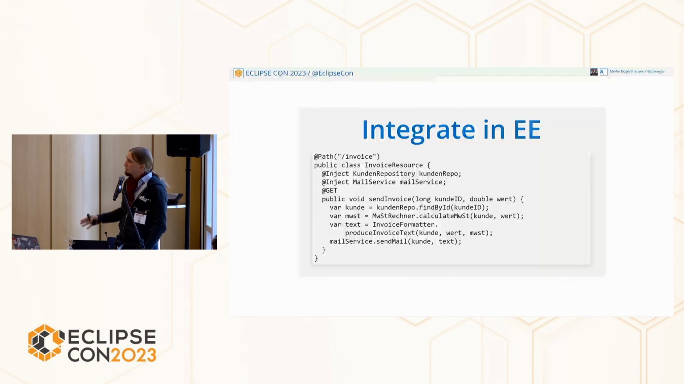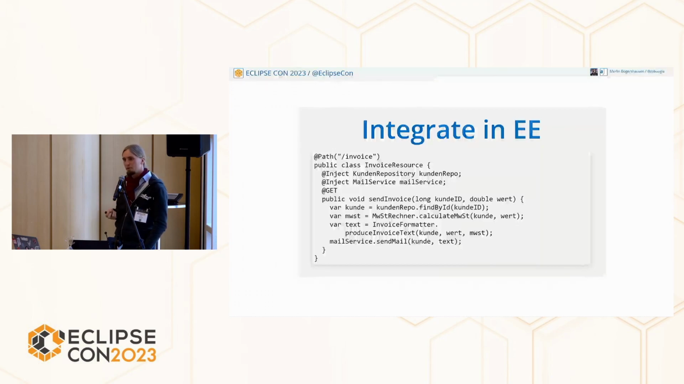So we tell, please, Kunde repository, find us our customer by ID. We load them, populate our very small model for the subdomain, put it into the Mehrwertsteuerrechner, get the value back, put it into the formatter, get the value back, and send the mail out. And on this point, again, the testing is very easy, because the real business value is inside the calculate Mehrwertsteuer and the formatting.